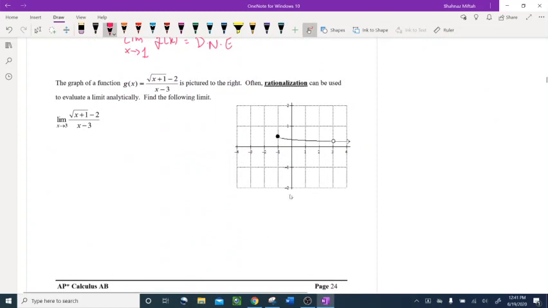Okay, let's see this. The graph of function g of x is pictured to the right. Often rationalization can be used to evaluate a limit analytically. Find the following limit. Now, this is my limit. If I look at the graph, I'm approaching 3 from the left and right. So the 3 is right there. This is 3. I'm approaching from the right. I'm approaching from the left.